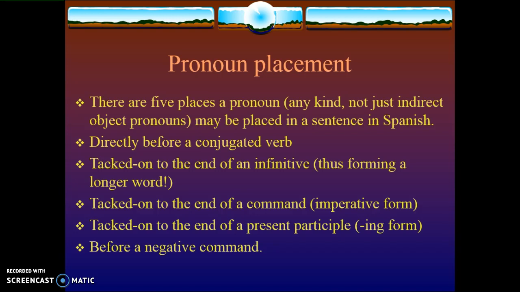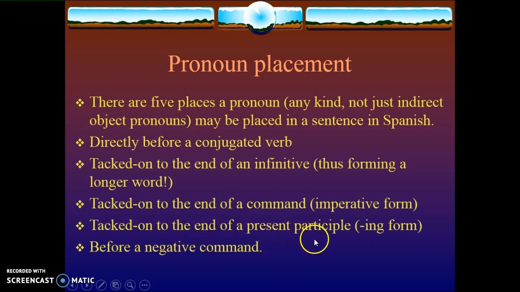There are 5 places a pronoun, any kind, not just indirect object pronouns, may be placed in a sentence in Spanish. Okay, so the first one is, you need to write these down. The first place you can put a pronoun is directly before a conjugated verb. Number 2, tacked on to the end of an infinitive, thus forming a longer word. Remember what the infinitive form of a verb is. It's the unconjugated verb. Third place, tacked on to the end of a command. This is the imperative form. We have not learned this yet, but I'm introducing it to you.